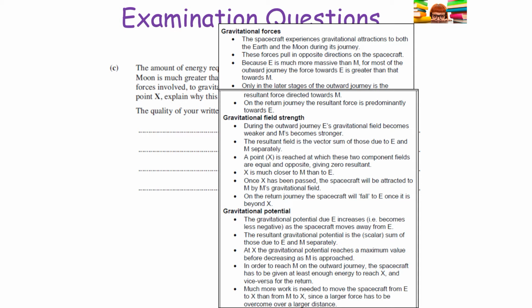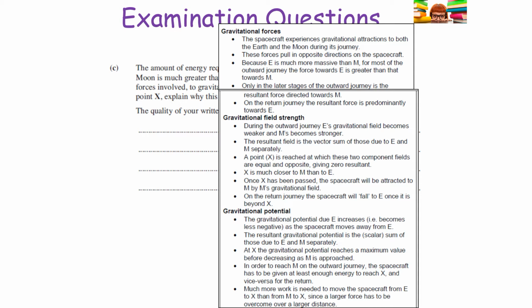Now finally, gravitational potential. The gravitational potential due to the Earth increases, so becomes less negative, as the spacecraft moves away from the Earth. The resultant gravitational potential is again the sum of those due to the Earth and the Moon separately, but remember, because gravitational potential is an energy, it's a scalar, not a vector like gravitational field strength.